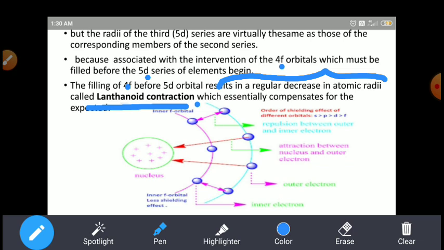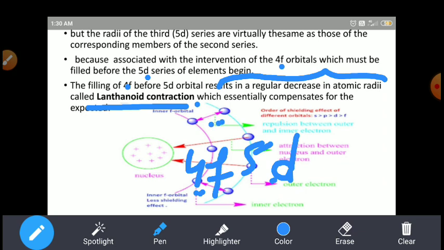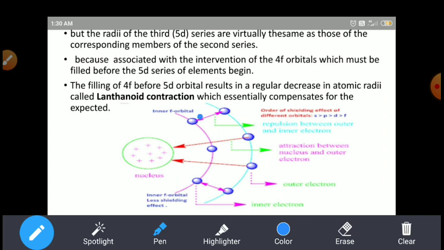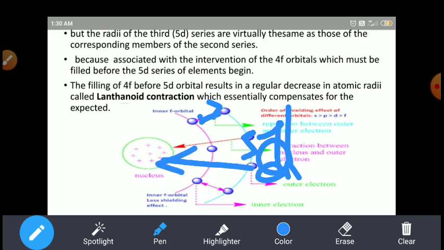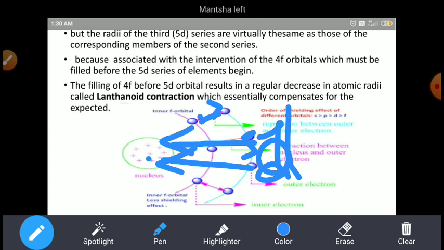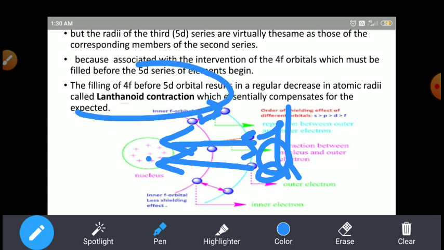So here in this structure, this is the 5d orbitals and this is the 4f orbitals. The 4f orbitals are filled before 5d, and the 4f orbitals cause less repulsion to the outer 5d orbitals. So the outer electrons also get more nuclear attraction from the nucleus. So the size gets reduced. This phenomenon we call the lanthanide contraction.